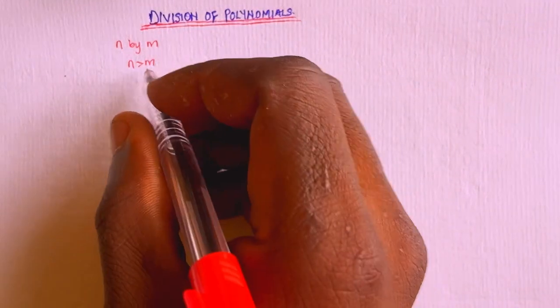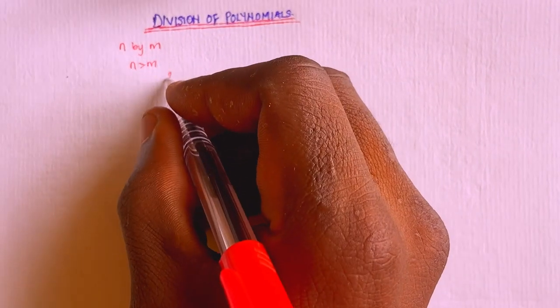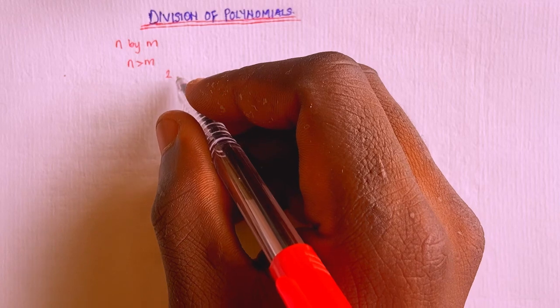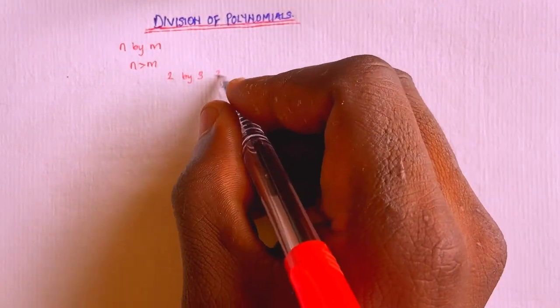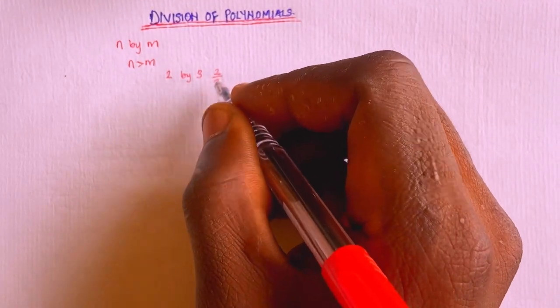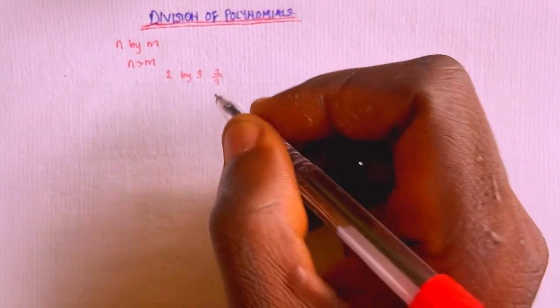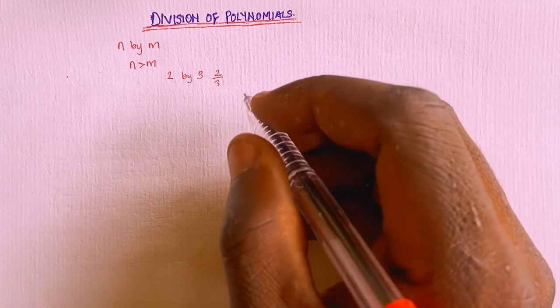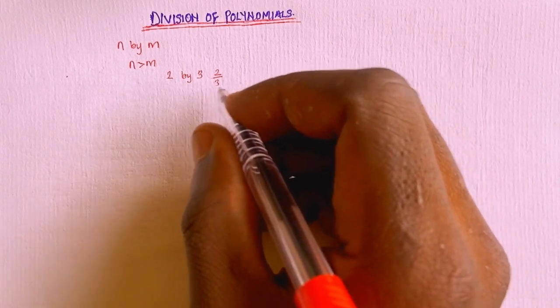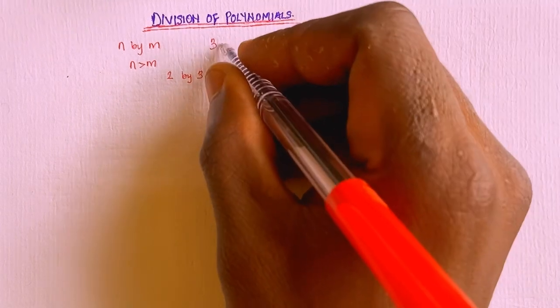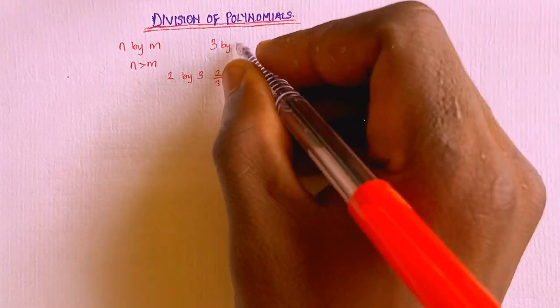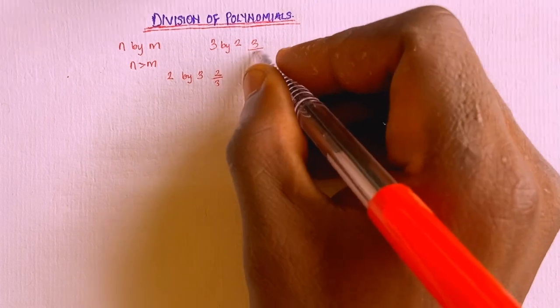M. What I mean is that, let's say you are given a polynomial of degree 2 and you are asked to divide it by a polynomial of degree 3. Notice, 2 divided by 3. In this kind of situation, you cannot perform a long division. But if you are asked to perform a long division on a polynomial of degree 3 and divide it by a polynomial of degree 2, this can actually work well.